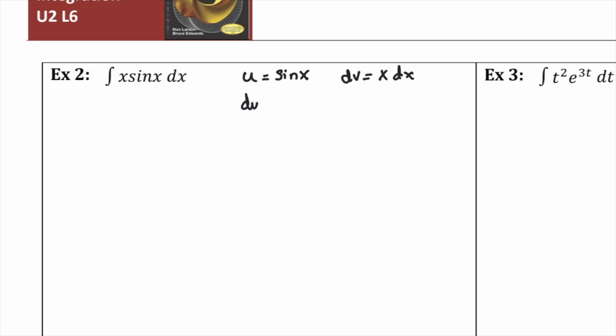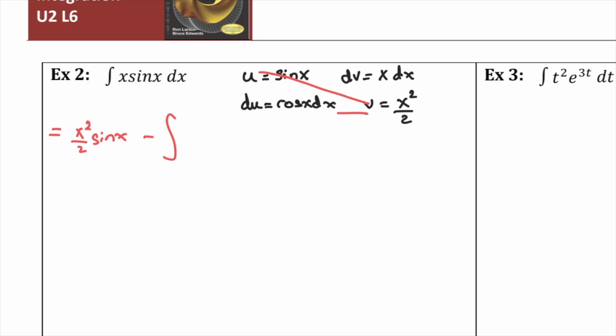In which case, we get du is going to be equal to the cosine of x, don't forget your dx, and v is equal to the antiderivative of x, which is x squared over 2. As you'll recall, we're going to use the formula u times v. So to get an equivalent expression, we will have x squared over 2 times the sine of x minus the integral of our v du, which is going to be x squared over 2 times the cosine of x dx.